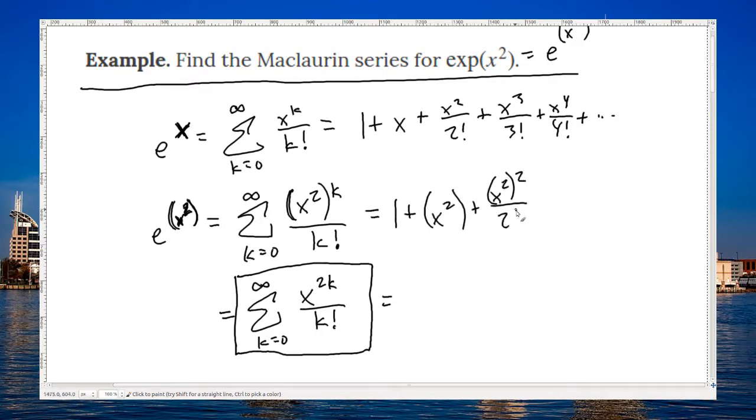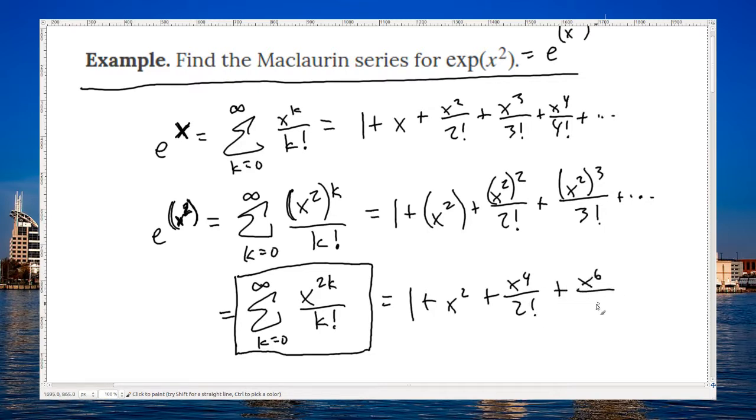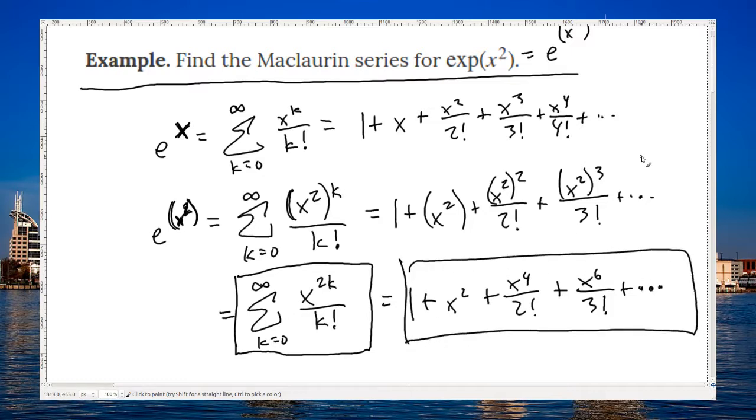Here we have x squared squared. Here we have x squared cubed. I'll stop there. But that would just be 1 plus x squared, x to the 4th over 2 factorial, x to the 6th over 3 factorial. And that's the first few terms.